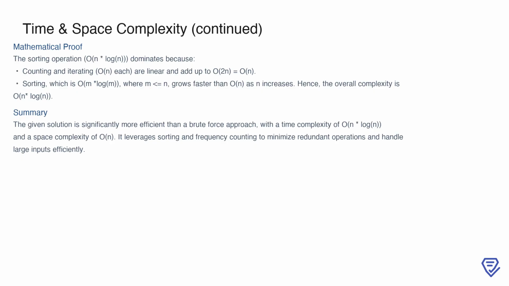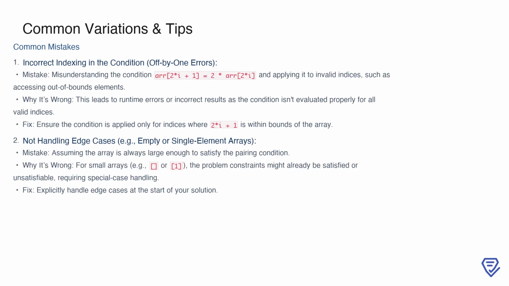By leveraging sorting and frequency counting, it handles large inputs in a scalable and optimized manner. When working on problems like array of doubled pairs, there are some common mistakes to watch out for. First, incorrect indexing in the pairing condition is a frequent issue.